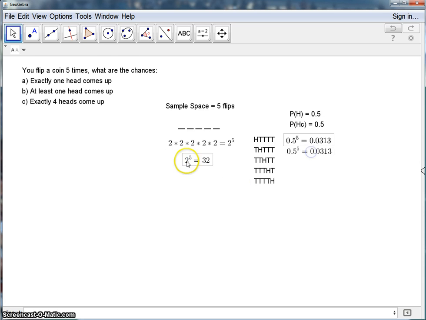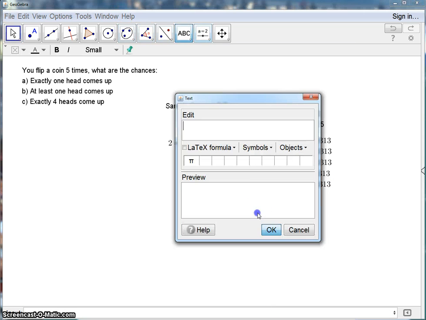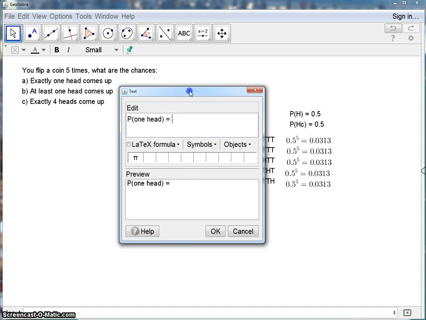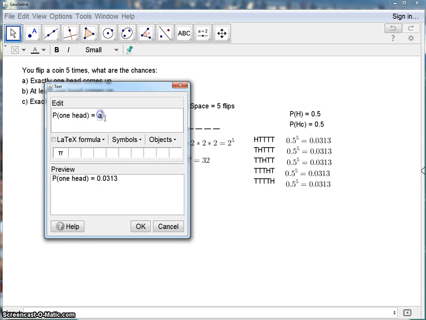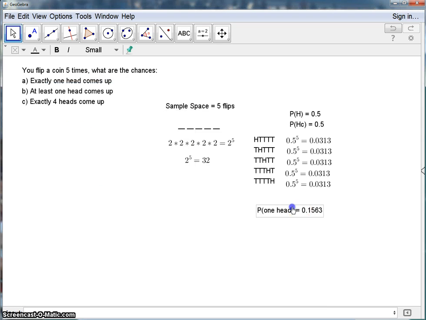Now, each one of these outcomes has the same probability, right? The chances that I throw a head on the first throw are just as good as throwing a head on the fourth or fifth throw. So each one of these is actually the same. There are 5 different ways to do it, and each of these ways has a 0.03125 chance. So the probability of one head is this number that we found times 5 different ways of doing it. So there's a 15% chance to get exactly 1 head if you throw the coin 5 times.